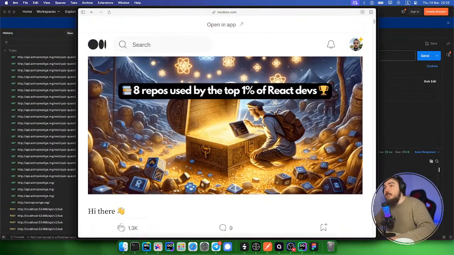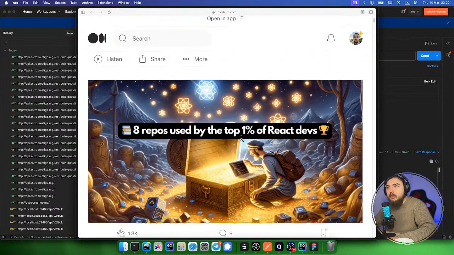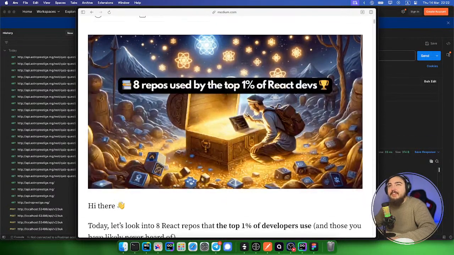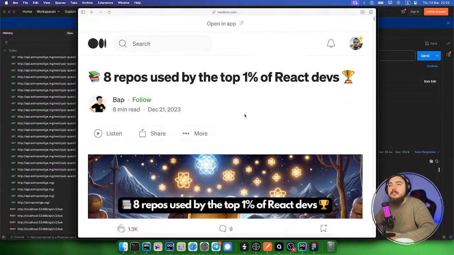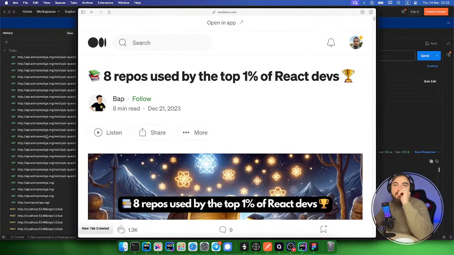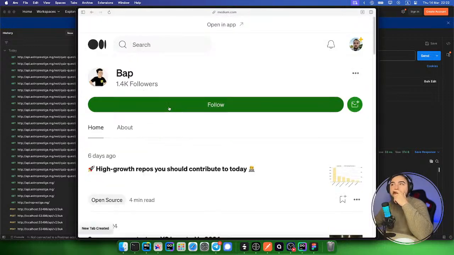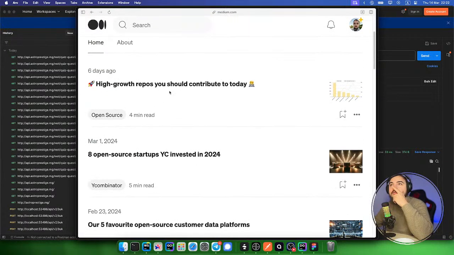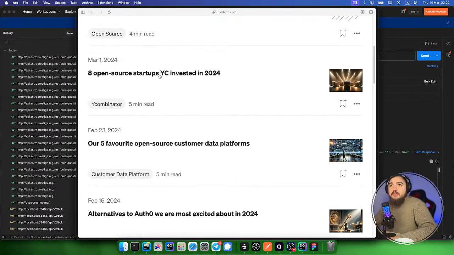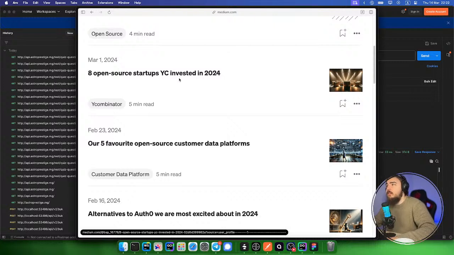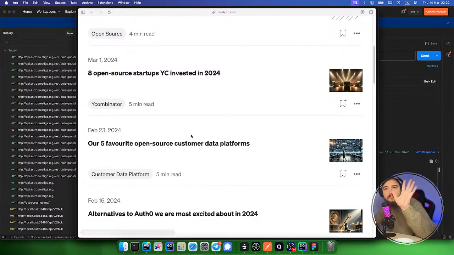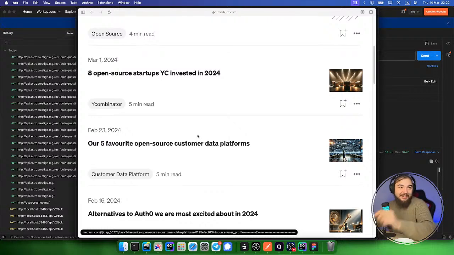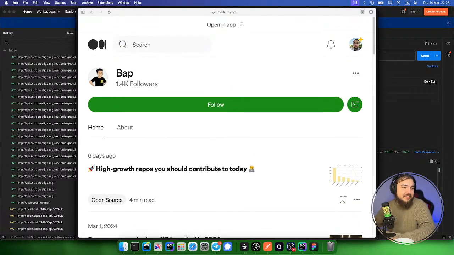Oh my god, this image is animated. Yeah, it's really cool. It's like AI generated, I think. Huh, interesting. Maybe this guy is almost like AI generated. "High growth repos you should contribute to today." "8 open source startups Y Combinator invested in. Our 5 favorite open source customer data platforms." Oh my god, this guy knows how to make titles.